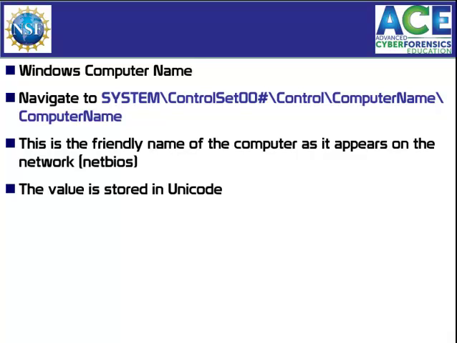In a network investigation, it's sometimes important to determine the name of the computer as it appears on a network based on the evidence that you may find in other artifacts throughout the Windows operating system or even other operating systems that may be on that network. The computer name itself is stored in a value called computer name in the path that you see on the screen, which is stored in the system hive. And sometimes this computer name is referred to as the NetBIOS name, and this value is stored in Unicode.